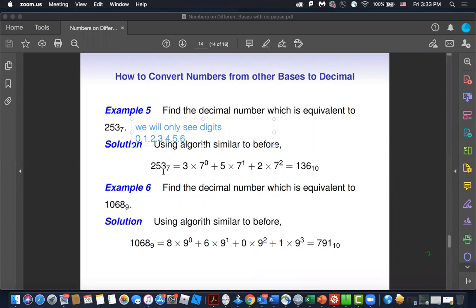Right, so let's look at the first question. How can we convert 253 based on 7 to a decimal? Again, this is very similar to what we did. We start from the right. 3 means 1, so 3 times 7 to the 0. 5 means like 5 tens, but here tens means the power of 7 is 1. And the 2 means the power of 7 is 2, so 2 times 7 squared. We organize them together, we get 136.